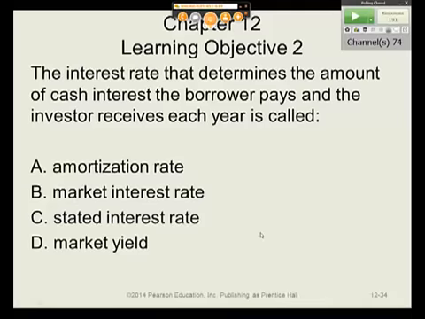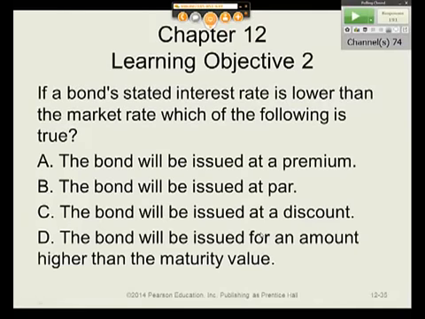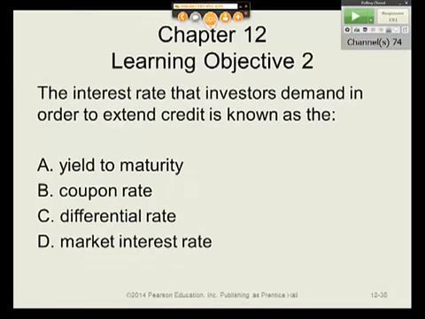Next one's easy. Just the opposite of the other questions. That one is C. You have to sell for a discount. And the last question: the interest rate investors demand is the market rate. The coupon rate, again, is the cash rate. Yield to maturity is something different. Differential rate is just a throw-off item. So the answer to that is D.